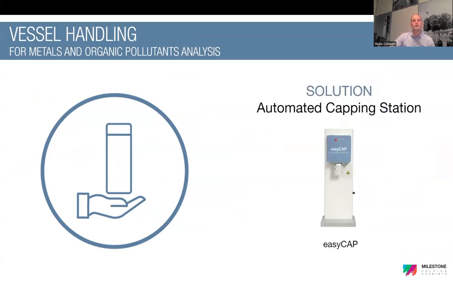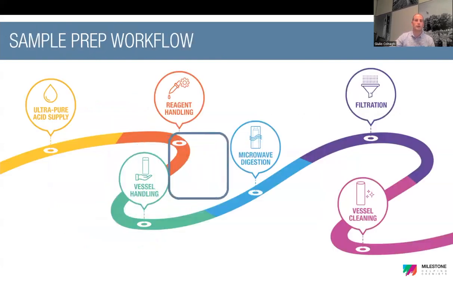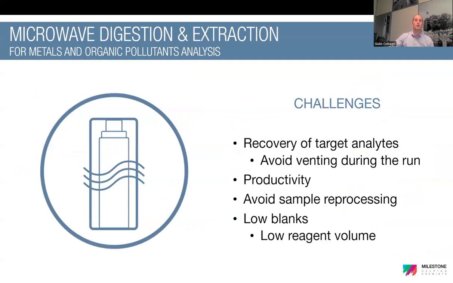So there are automatic capping stations that can enhance this step for both metals and organic pollutant analysis, simplify this operation, and ensure consistency over time in order to have a better flow of samples from the reagent handling to the microwave digestion or to the microwave extraction, which is what we are going to see now. So when we talk about analysis of metals, we have to go through a microwave digestion process.